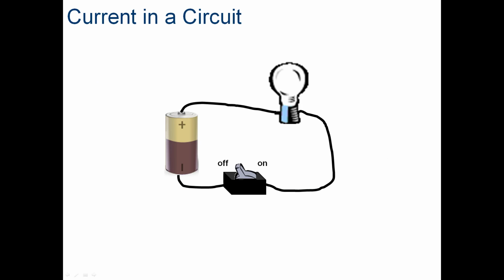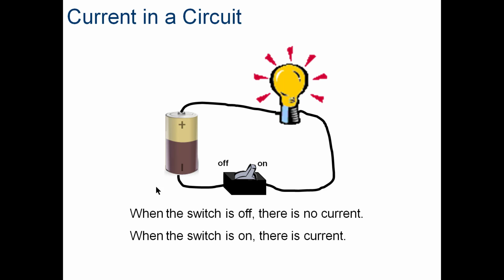So for current in a circuit, when it's off, my switch located right here is open. It doesn't finish the path. The path is broken right here at the switch. When I close the switch, I have current flow, and the current is flowing through the light bulb, producing light and returning back to the battery.